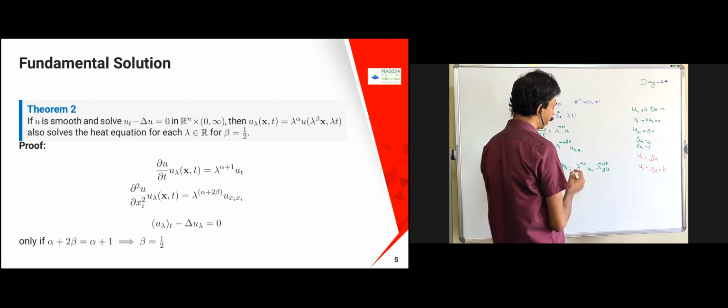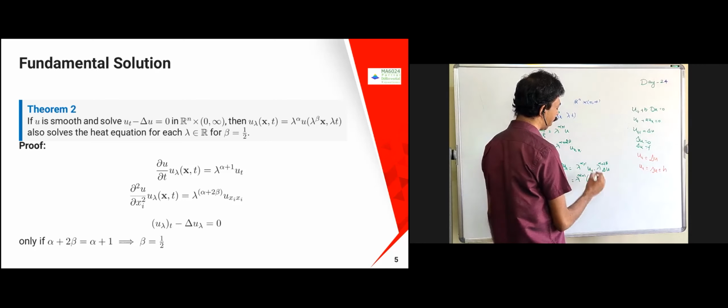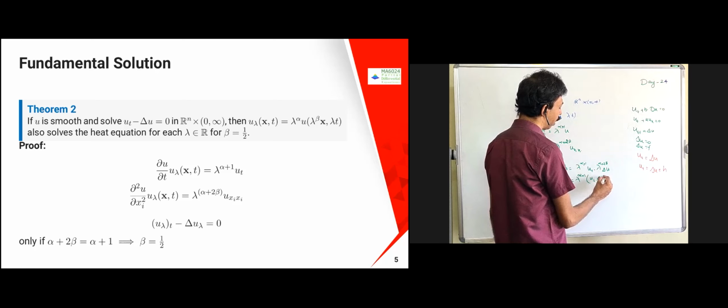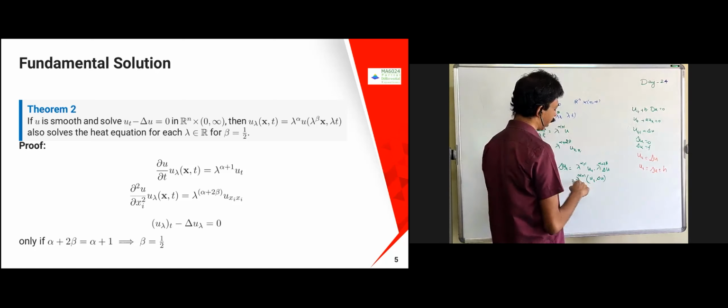In that case, I need the powers of these two to be the same, meaning lambda power alpha plus 1 should equal lambda power alpha plus 2 beta. If I have that, then I can take this out and get u_t minus del u equal to 0. Therefore, I can do that.